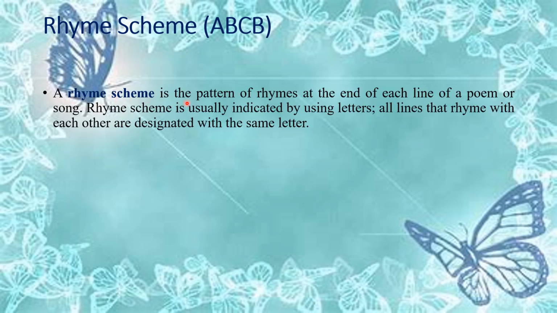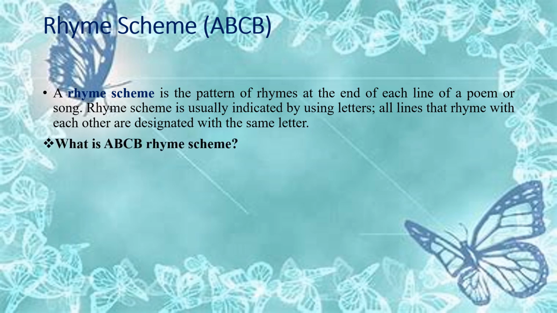A rhyme scheme is the pattern of rhymes at the end of each line of a poem or a song. Rhyme scheme is usually indicated by using letters. All lines that rhyme with each other are designated with the same letter. So you see, rhyme scheme is the pattern of same sounding words or letters at the end of each line.